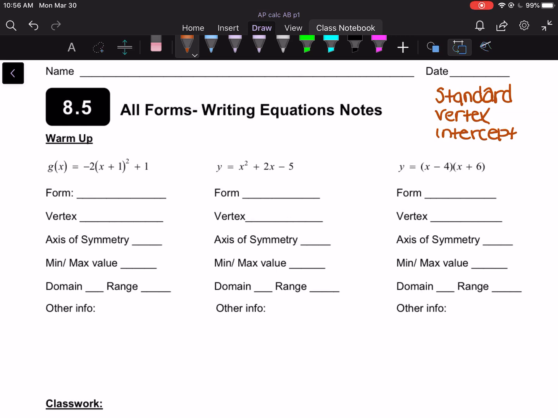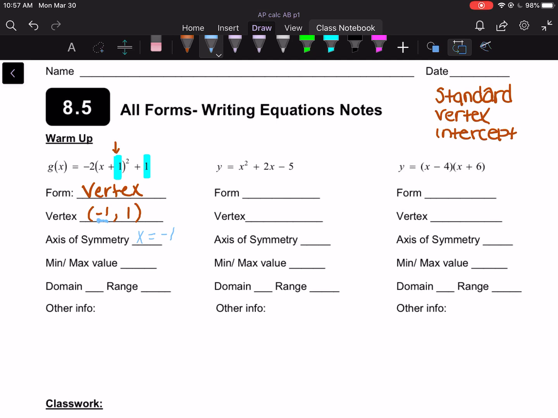Looking at number one, pause and think what form it is. You should have said vertex, because you can clearly see the vertex in this equation. Now we know in vertex form, you take the opposite of the value next to the x. So instead of +1, it would be -1. And what's being added, you leave as is, so +1. The axis of symmetry, as always, comes from the x value of the vertex. So that's x equals -1.